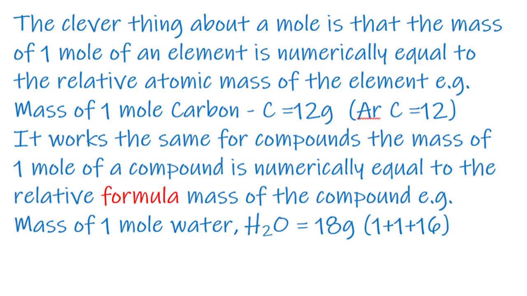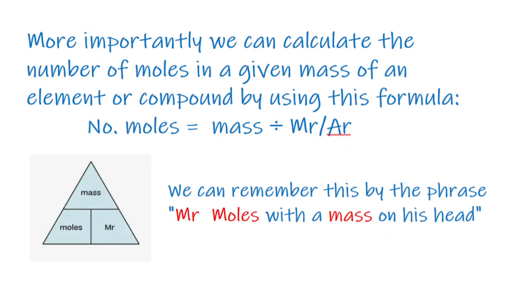For example, the mass of a mole of water, H2O, is 18 grams. So that's 1 plus 1 plus 16: 2 hydrogens, 1 oxygen. So now we're at the business end, because now we can calculate the number of moles in a given mass of an element or a compound by using this simple formula. The number of moles is the mass divided by the MR or the AR.